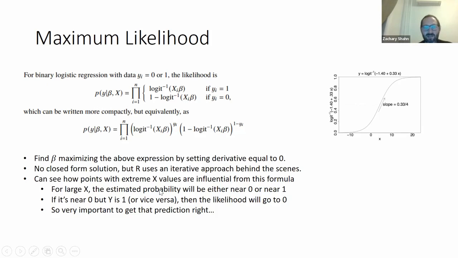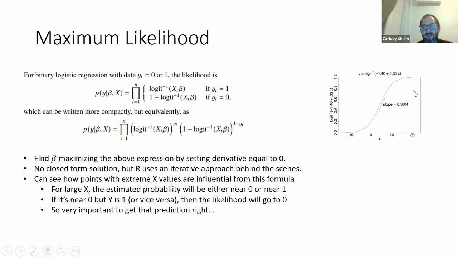For a very large X, the estimated probability is going to be either near 0 or near 1, because if you look at this curve, if X gets large enough, it approaches 1 or it approaches 0. This could also be flipped if it's a negative association. That means that if you're wrong about the value of the person's outcome at that point, the estimated probability of the observed outcome is going to be basically 0.